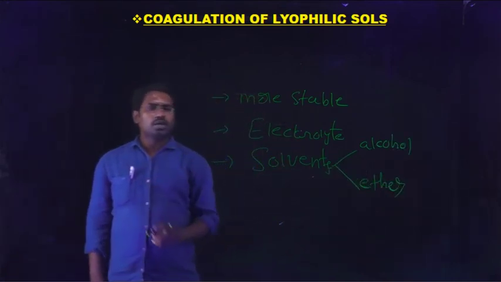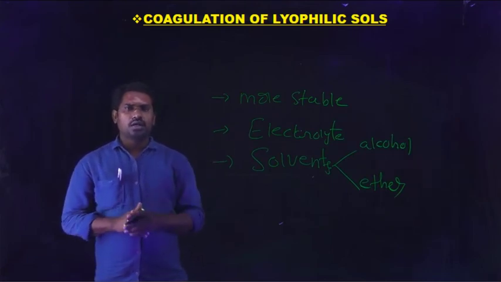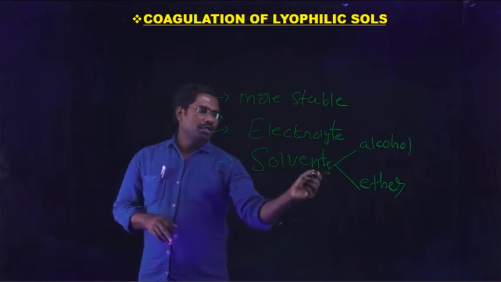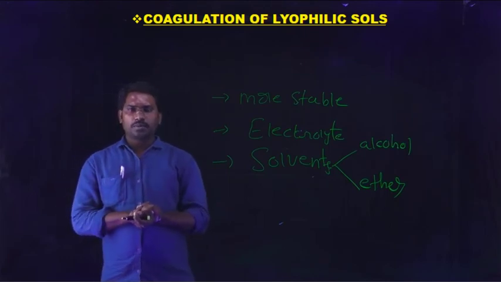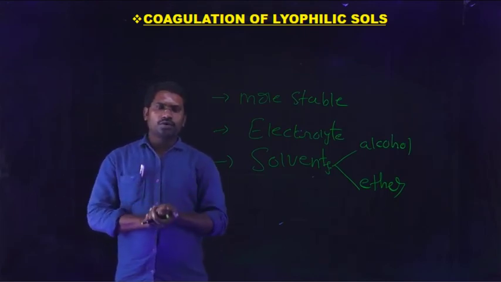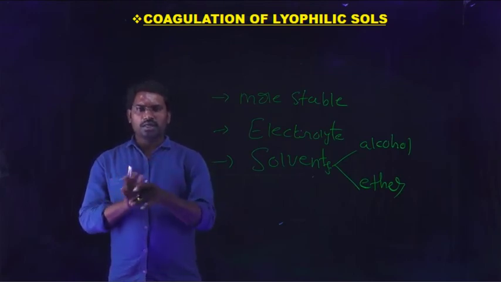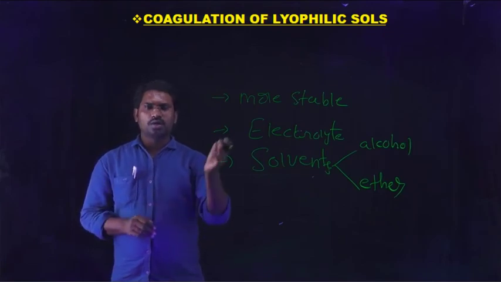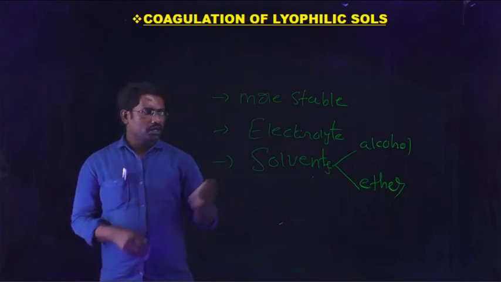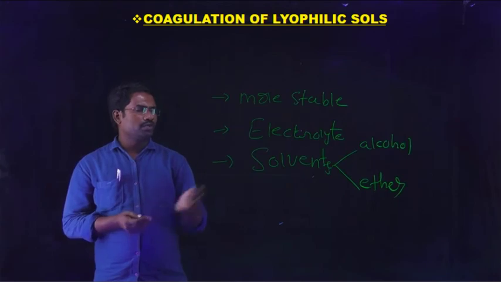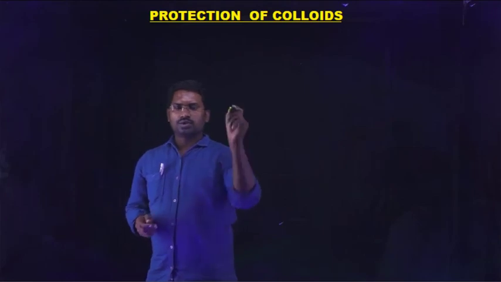So when we are adding the electrolyte, here also opposite charges get neutralized, they come down as a precipitate, then the lyophilic soils get coagulated. And finally, when we are adding some solvents like alcohol and ether, hydration takes place. Then also the more stable lyophilic soils are ready to participate in the coagulation process. Therefore, even the more stable lyophilic soils undergo coagulation in these two ways: first, by addition of the electrolyte, and second, by addition of solvents like alcohol and ether, by the hydration process. And next one, production of colloids.